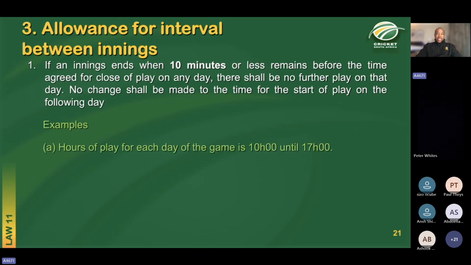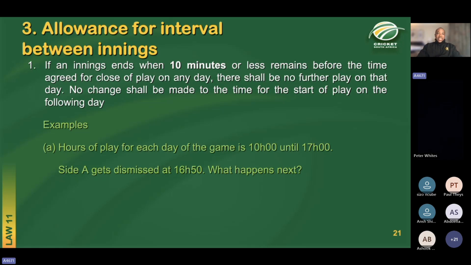Here's an example to illustrate this point. Our test match in South Africa starts at 10 a.m. and is scheduled to close at 1700 hours. And for the purposes of this course, we are going to forget about the playing condition in test match cricket of an extra 30 minutes to get the overs in for the day. So law doesn't speak about extra 30 minutes to get the overs in. So our scheduled close of 1700 will remain 1700.